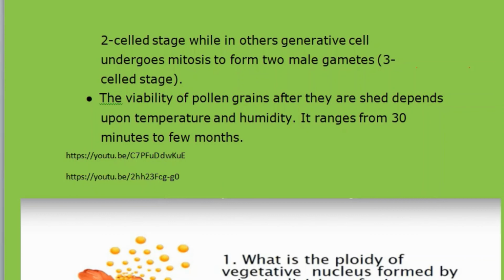Here it is written that the viability of pollen grains after they are shed depends upon temperature and humidity. It ranges from 30 minutes to a few hours. These things are given in your book. Today we have read about microsporogenesis and development of the male gametophyte.